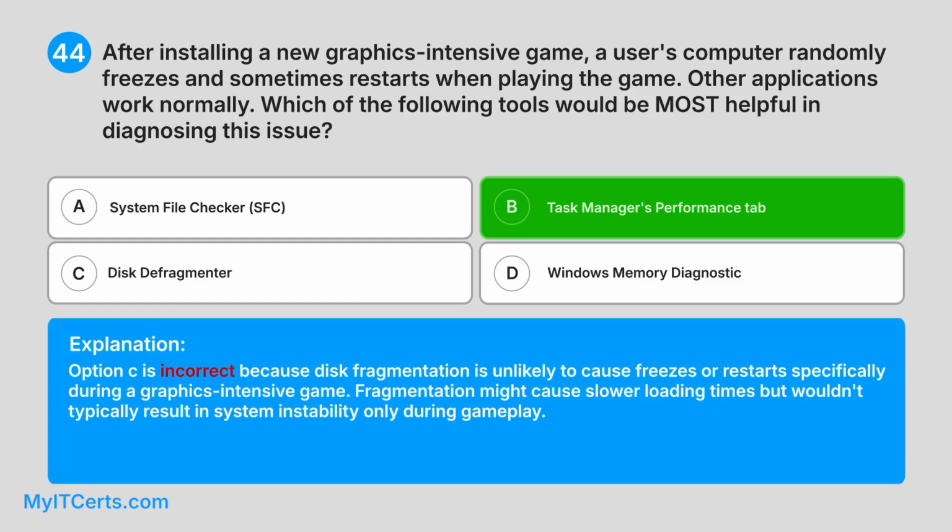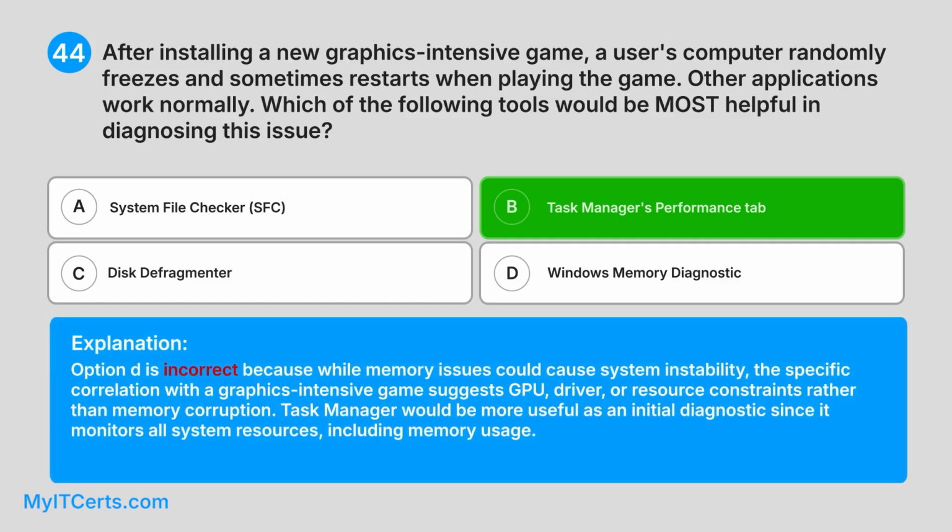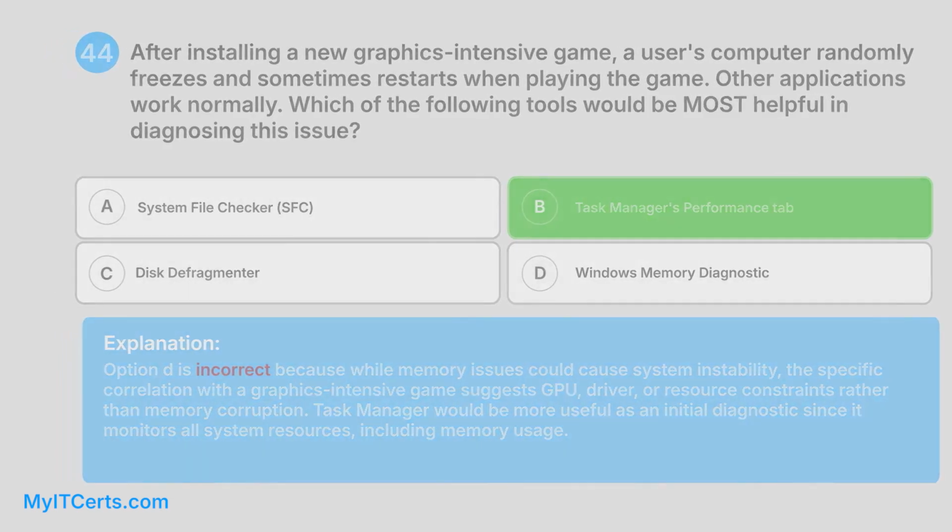Option C, Disk Defragmenter, is incorrect because disk fragmentation is unlikely to cause freezes or restarts, specifically during a graphics-intensive game. Fragmentation might cause slower loading times, but wouldn't typically result in system instability only during gameplay. Option D, Windows Memory Diagnostic, is incorrect because while memory issues could cause system instability, the specific correlation with a graphics-intensive game suggests GPU, driver, or resource constraints, rather than memory corruption. Task Manager would be more useful as an initial diagnostic since it monitors all system resources, including memory usage.